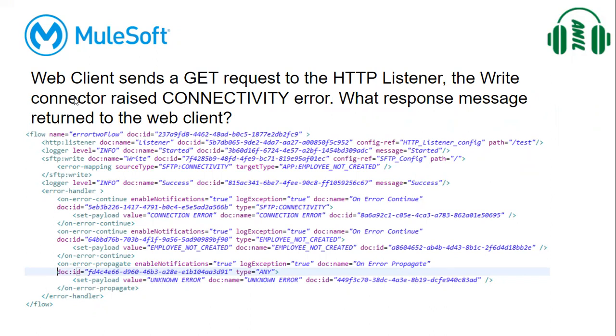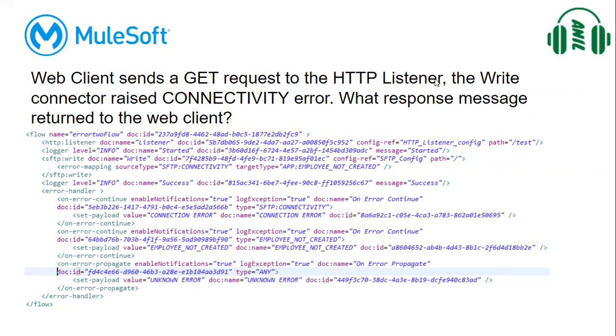So this question: the web client sends a GET request to the HTTP listener. The write connector raised a connectivity error. What response message is returned to the web client? This question is already completed. I have covered this in exception handling, because it is linked with exception handling also. When we have an error mapping, we discussed error mapping in exception handling, right? There I used the same example, but let me repeat this.